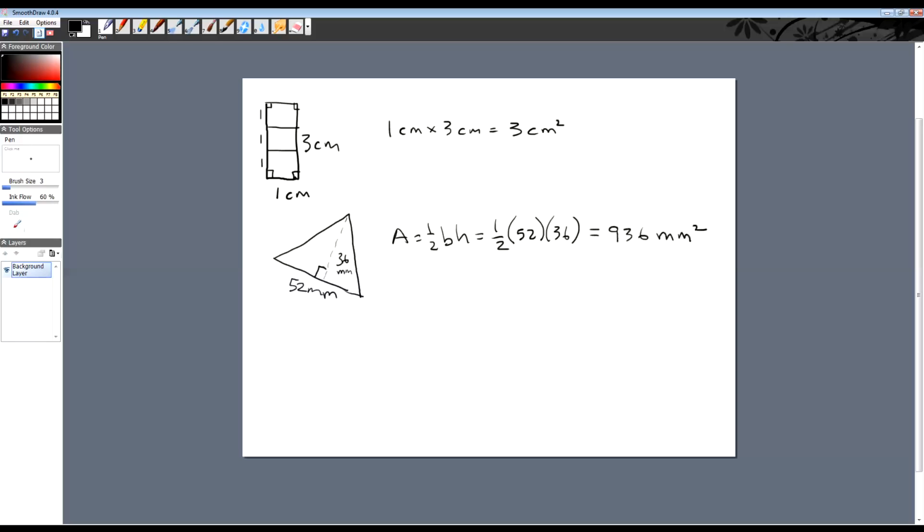Jump down to number 20. You have a circle. The circle has a radius of 15 centimeters. The area of a circle is pi times r squared, and they say use 3.14 for pi, so 3.14 times r squared, 15 centimeters squared, gives us 706.5 square centimeters. So this tells us, using this formula, the area of the circle.